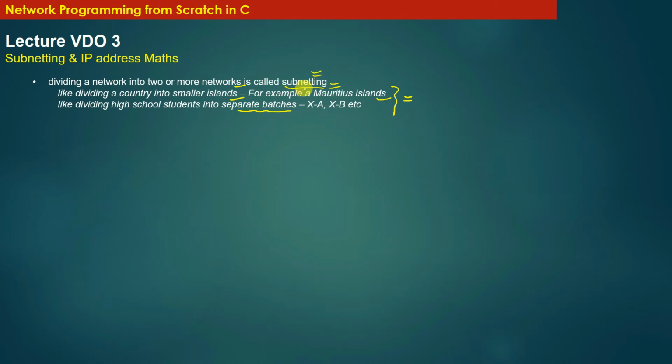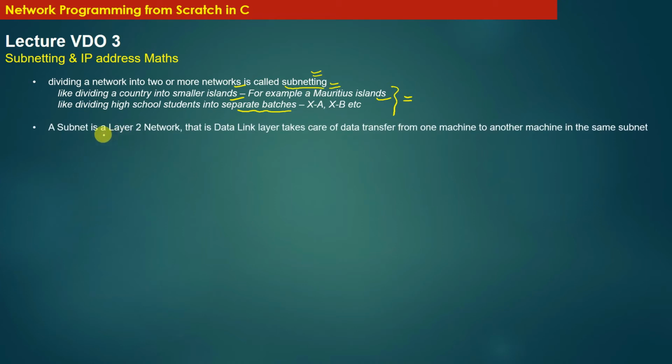In subnetting also, if we have a computer network which contains an extremely large number of machines that becomes unmanageable over a period of time, then subnetting is one way to mitigate the management problem of large networks. A subnet is a layer 2 network. So remember, a subnet is a layer 2 network.